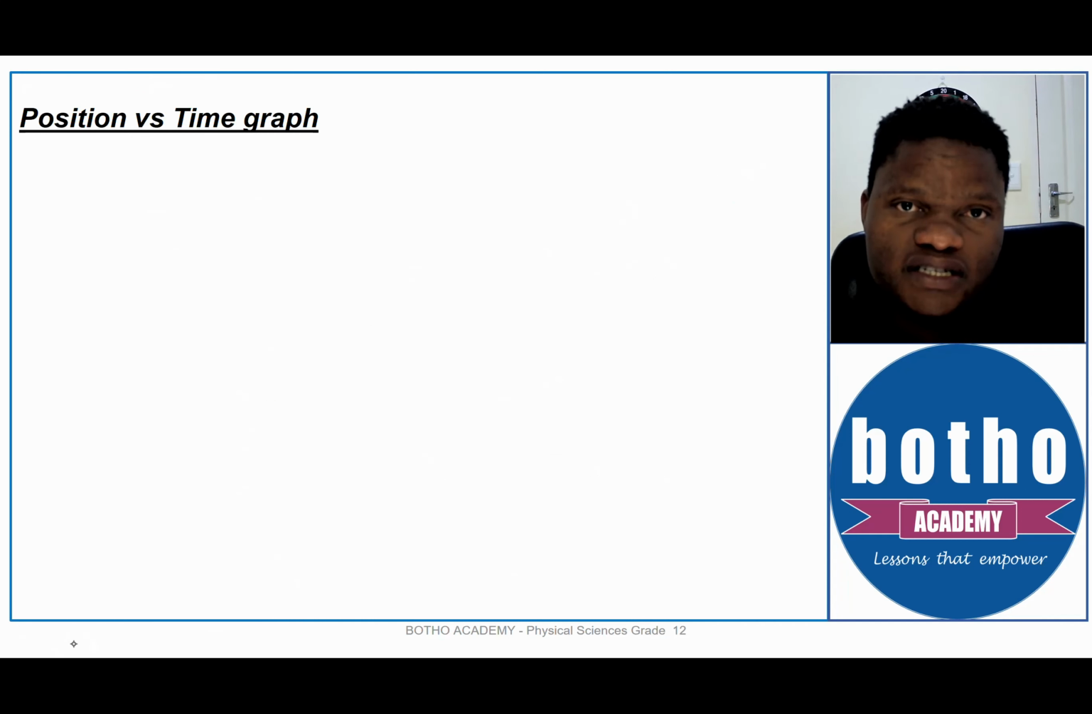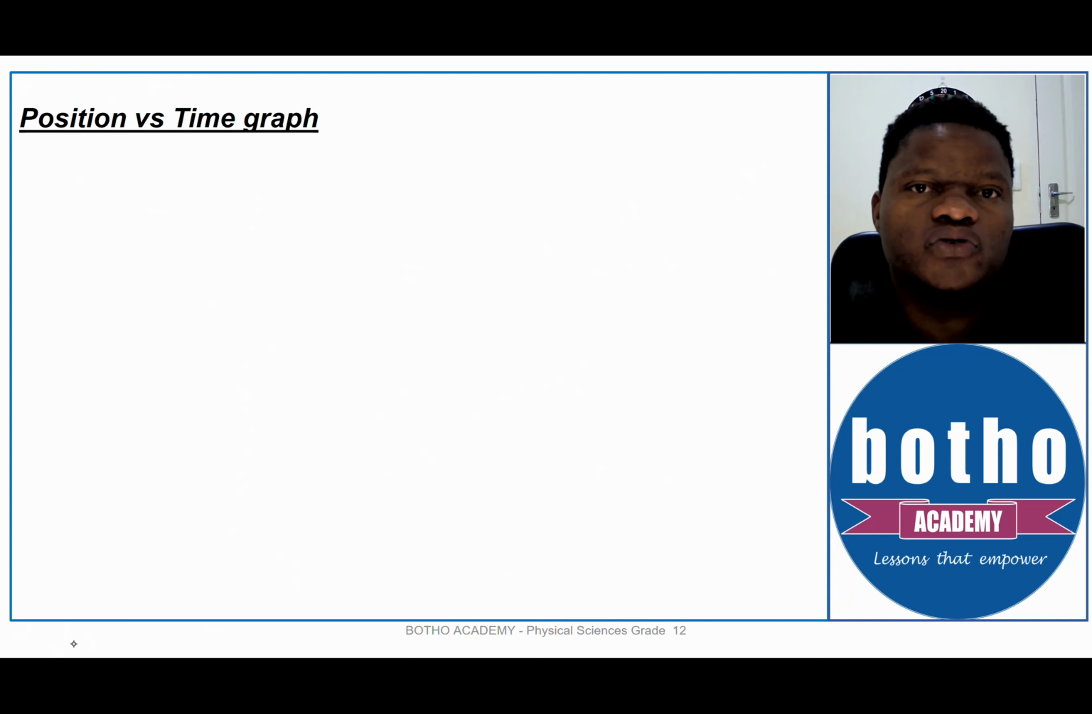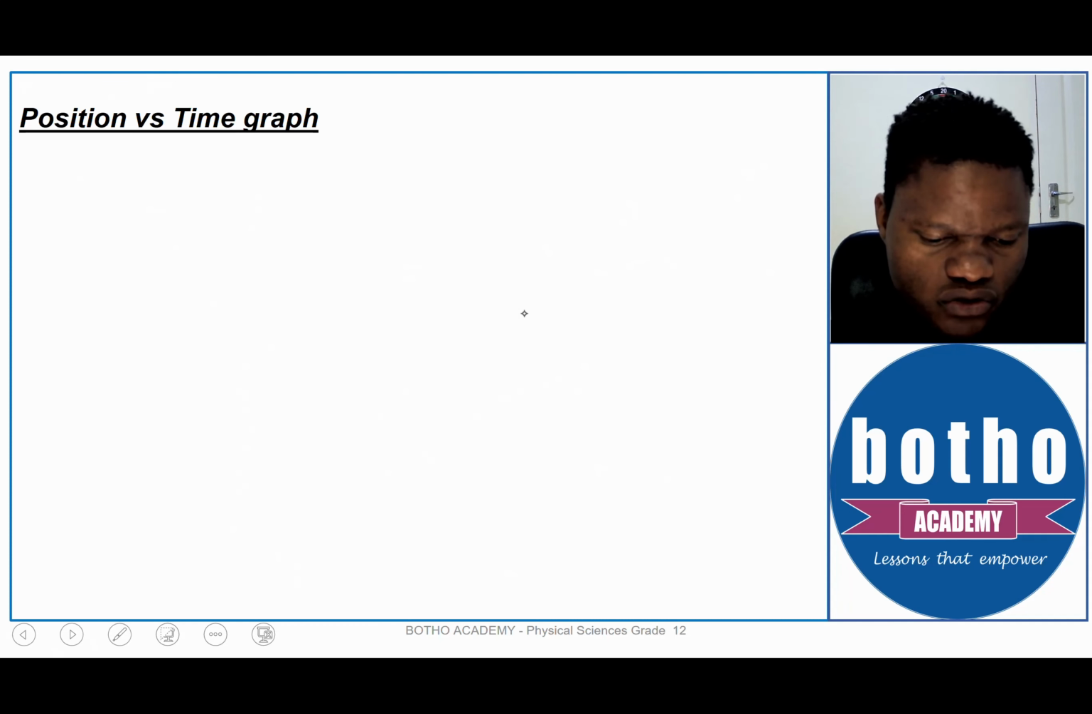There is also the acceleration versus time graph, which I'm not going to talk about because there isn't much to talk about. It's just the horizontal line. Okay, now let us look at what happens in a position versus time graph.